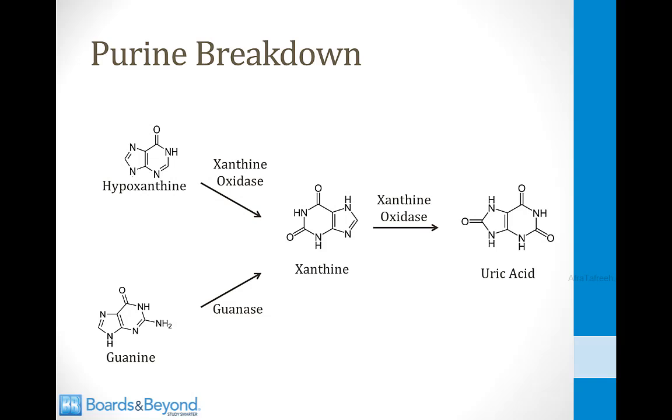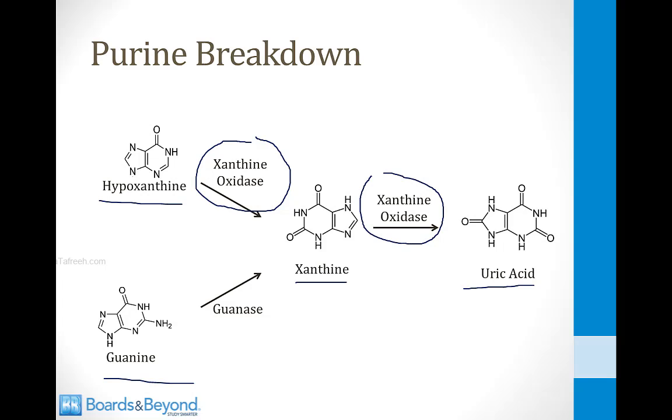So as I mentioned before, purines can be salvaged, but they can also be broken down into uric acid and excreted from the body. So let's talk about how that occurs. So the two purines, hypoxanthine and guanine, are broken down into xanthine and then converted to uric acid for excretion by the kidneys. The enzyme xanthine oxidase will break down hypoxanthine into xanthine, and then it will also convert xanthine into uric acid. For guanine, it has its own enzyme called guanase that converts it to xanthine, but once it becomes xanthine, it is converted to uric acid by the same process as hypoxanthine via the enzyme xanthine oxidase.